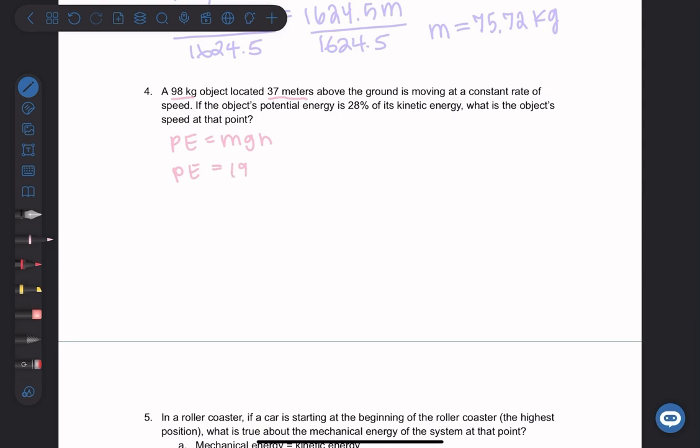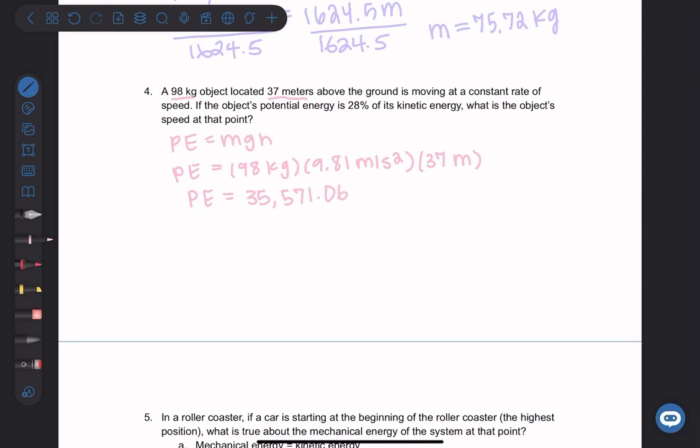The mass is 98 kilograms. G is a constant. And the height is 37 meters. Okay, solve for the potential energy. Multiply that out. 98 times 9.81 times 37. Should get around 35,571.06.